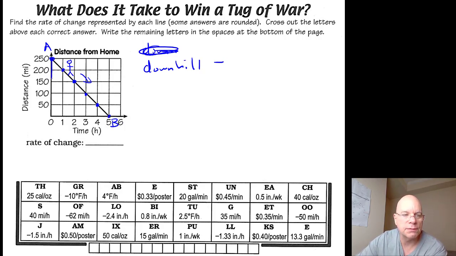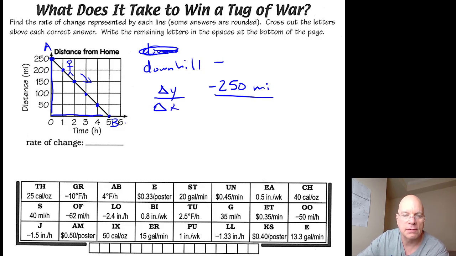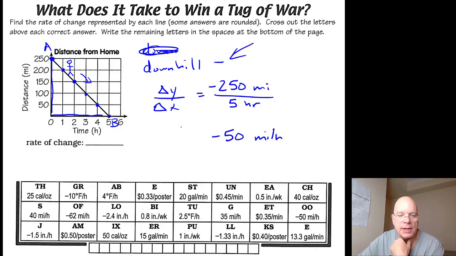So I'm going from 250 miles down to 0 miles. So my delta y is negative 250 miles because I went down, I decreased 250 miles. Then I go right, so that's positive x. The change in x is positive: 0 hours to 5 hours, so positive 5 hours. 250 divided by 5 is 50. And a negative divided by positive is negative, so negative 50 miles per hour. And that gave us the downhill slope, the negative slope that we expected.